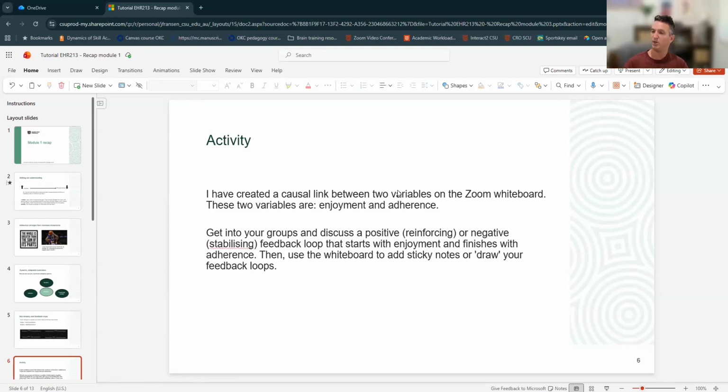You'll nominate one person within your group and they'll draw out some part of that feedback loop. And if in 5 minutes you can discuss one feedback loop, that's great. If you discuss half a feedback loop, that's great too. I just want you to spend that time considering what are potential positive or negative, reinforcing or stabilizing feedback loops that start with enjoyment and finish with adherence.